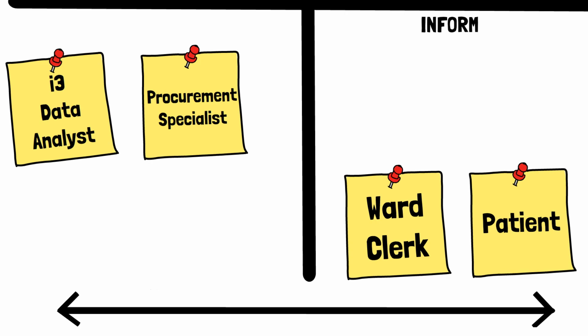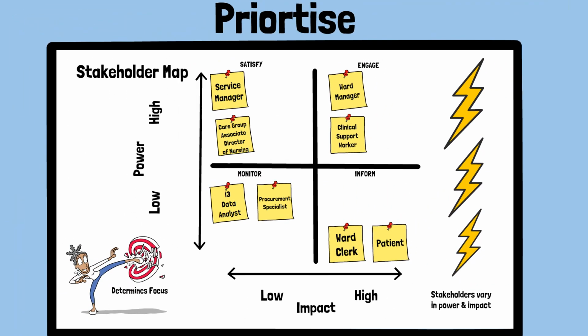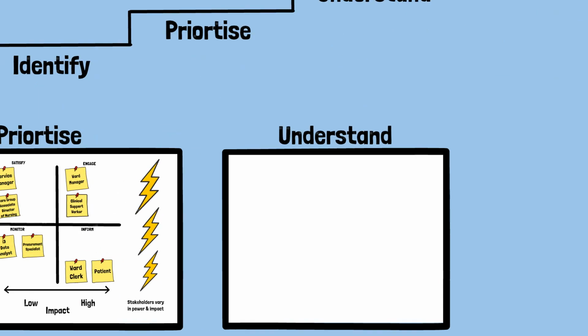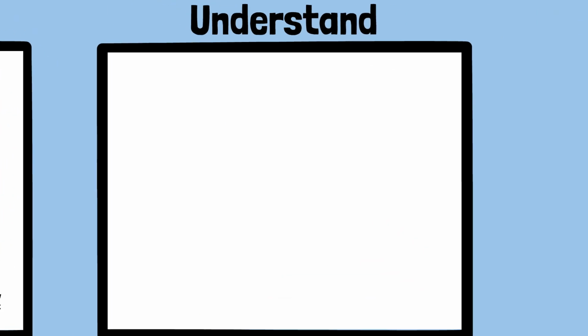And finally, the bottom left group are the stakeholders you need to monitor, and they are your peripheral stakeholders. They have little or no power, and the improvement has little or no impact on them. These stakeholders need minimal time and effort. Simply provide them with optional access to information so it's there should they want to find out about what you are doing. Depending on how much contact you've had with your stakeholders at this point will determine when you can move to step 3.